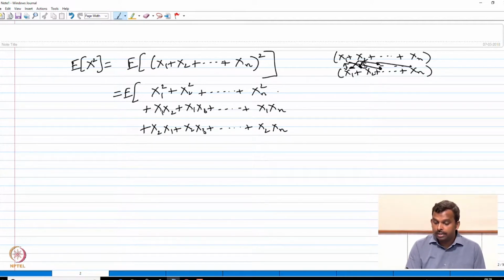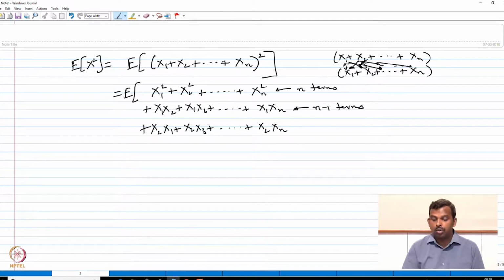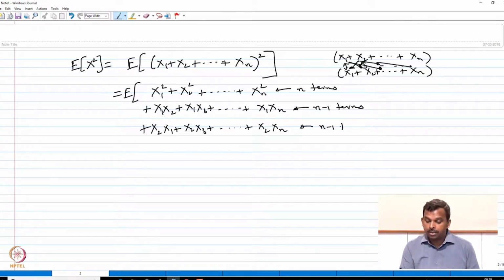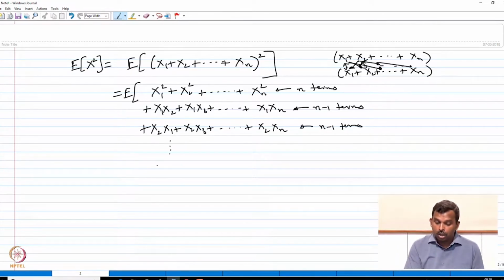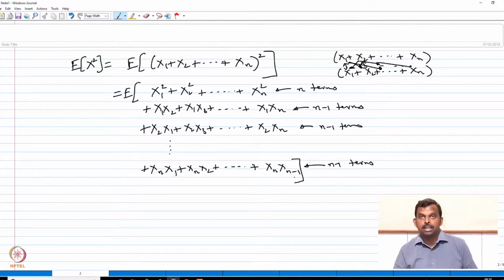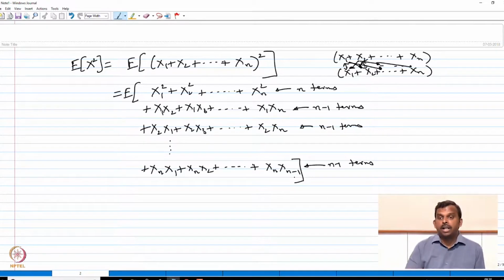The point is there are n terms here. How many terms are here? n minus 1 terms. x1 multiplies everything other than x1 itself. Likewise here there are n minus 1 terms. This will go on and on till you have xn: xn x1, xn x2 plus dot dot dot xn xn minus 1. So this is again n minus 1 terms. Then you can put a close bracket here to indicate that this is the expectation. So when you multiply it out you get something like this.